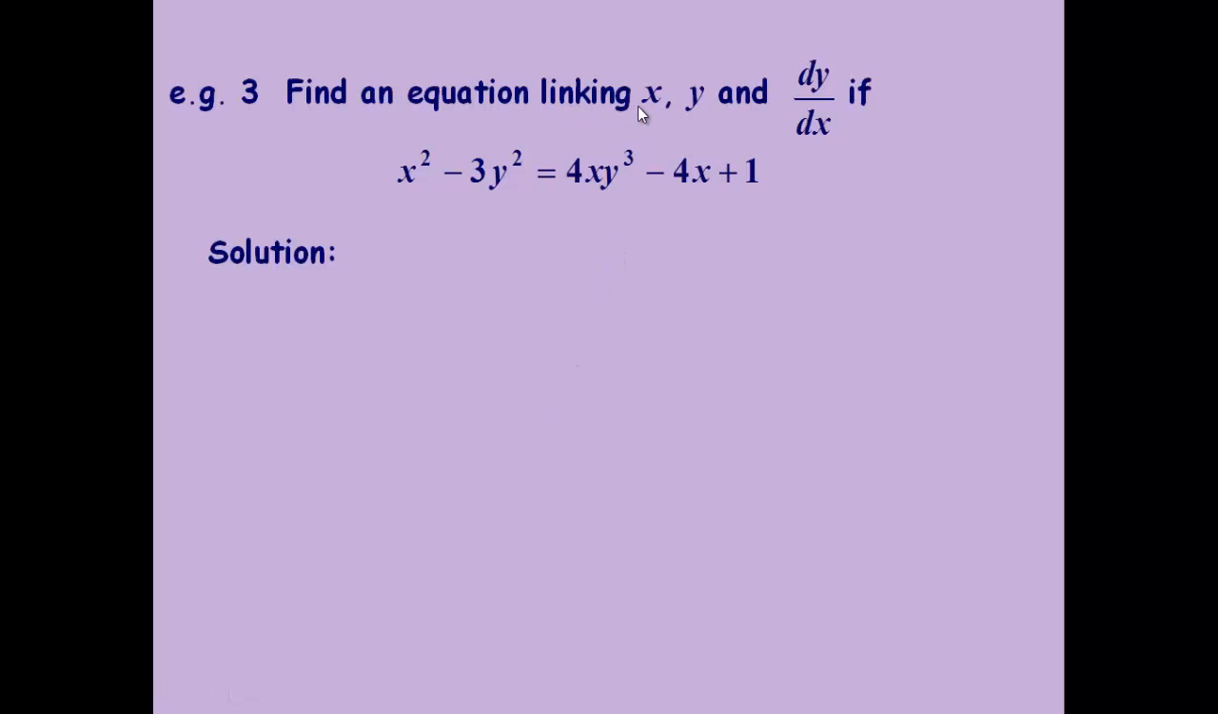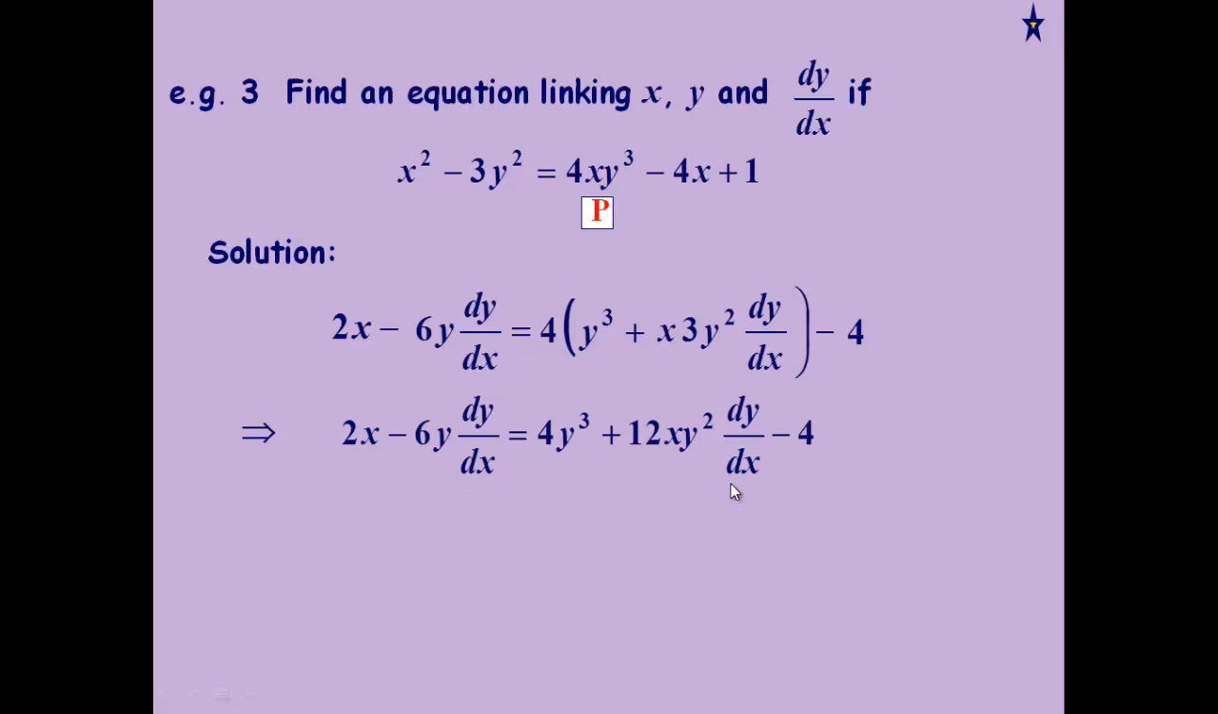So again, we're just trying to find the equation now linking x, y and dy dx. So it's just a simple matter of differentiating. Perhaps not so simple because we've got this awkward looking term in here. So we put a p by it. Hopefully we're getting confident with these now. Same technique as before, using the product rule. We took the 4 outside, we treated the product as x times y cubed.